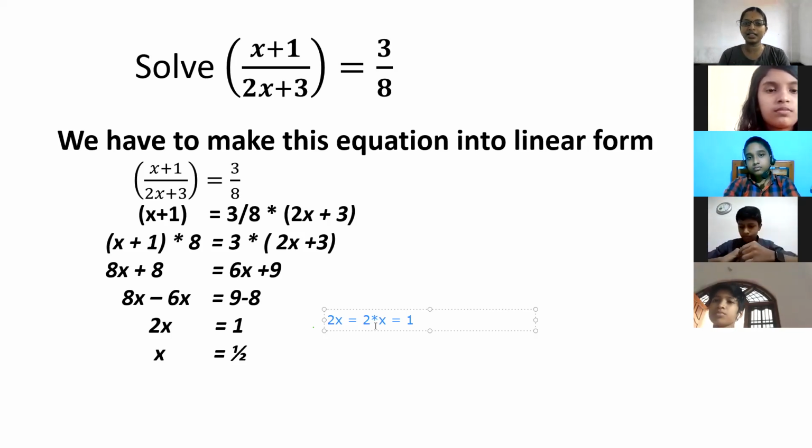And that's it. Using these 4 operations, we are just moving our variables and numbers from one side of our equation to the other side for solving our equation. Yes, is it clear for you?